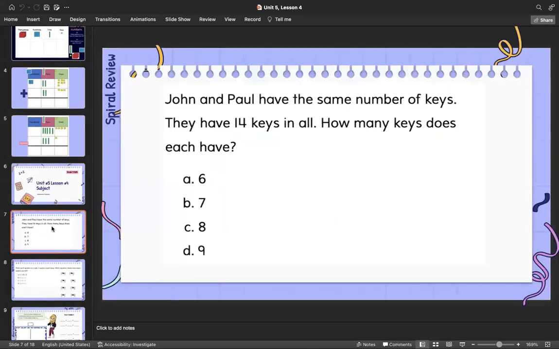We're making it into spiral review. How many keys does each have? Oh, goodness. You're going to have to figure this out. I'm unsure. Pause. Work with your learning coach.